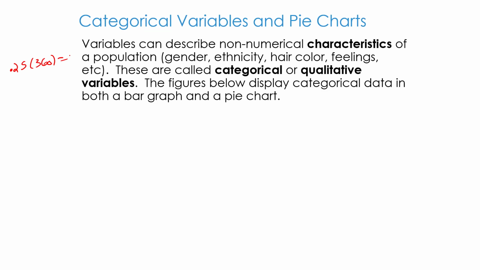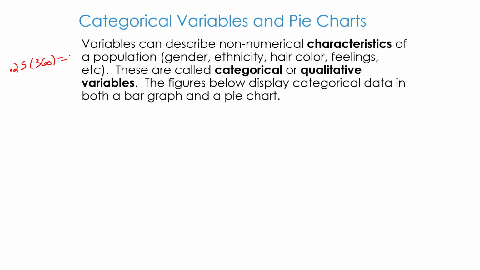Then you just ballpark it. So variables can describe non-numerical characteristics of a population: gender, ethnicity, hair color, feelings, etc. These are called categorical or qualitative variables. So things that cannot be described with a number are qualitative. Things that can be described with a number are called quantitative.